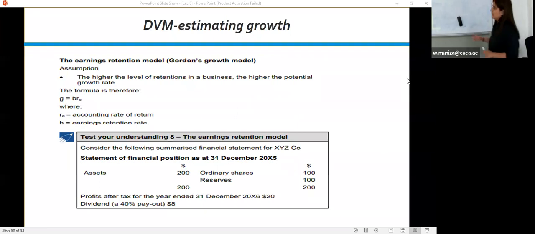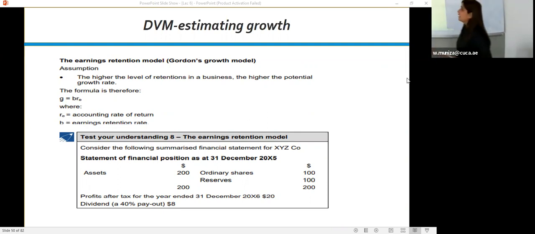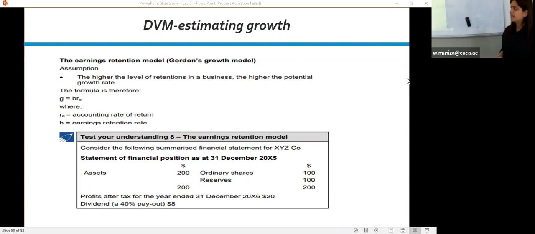Now students, we can calculate the growth by using Gordon's method as well, Gordon's growth model. According to that, the growth is equal to B into RE, where B is the earning retention rate and RE is the accounting rate of return. What is the accounting rate of return, ARR? Return on investment. Return on capital employed. That is accounting rate of return.